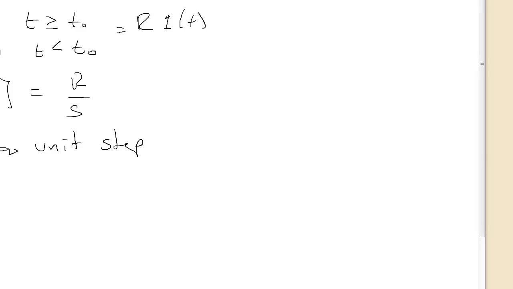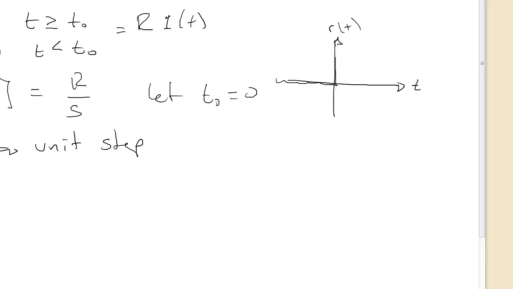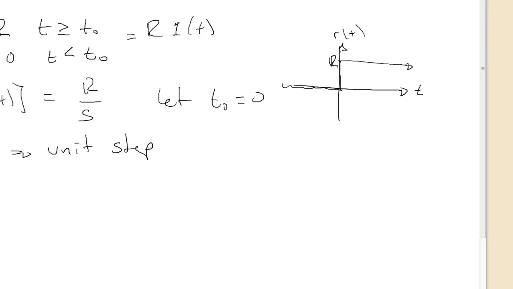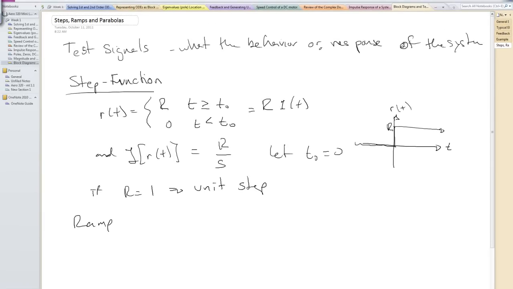This was good for exciting the system. It's like applying a constant force or a constant torque. And a lot of times we'll also let t naught equal 0. So we're just starting at t equals 0, and we're interested in what's going on. So it's 0 before that, and boom, at t equals 0, takes the value r, or 1 if it's unit step. We can look at what we call a ramp function.